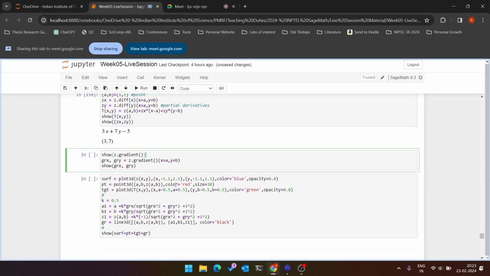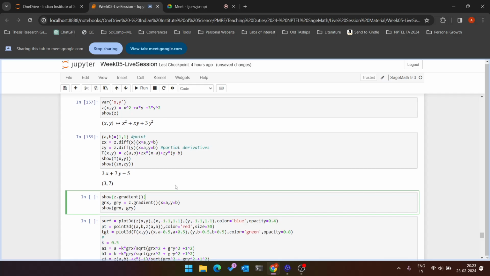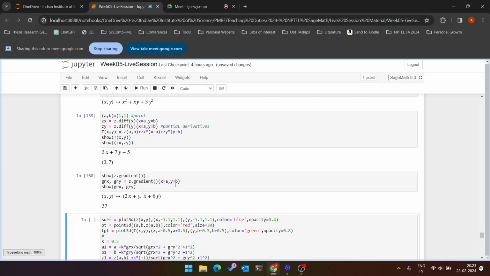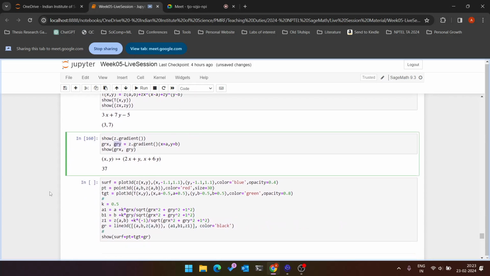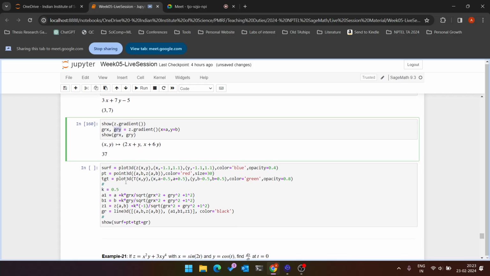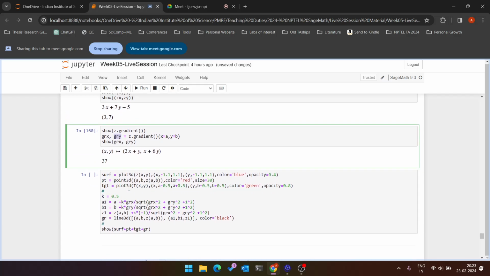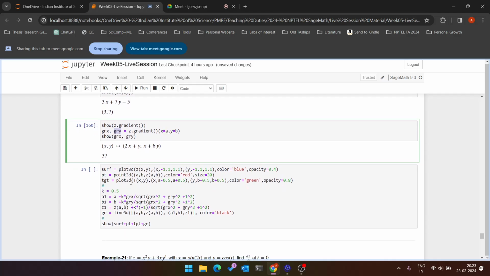Next, I'll go through the same process again. Calculate the gradient of z at our point a comma b and specify that as grx and gry, gradient x, gradient y. So this is how my gradient looks like. And okay, so with this in mind, this is better. Otherwise, it would seem like 36.